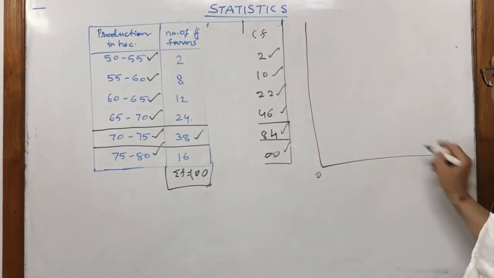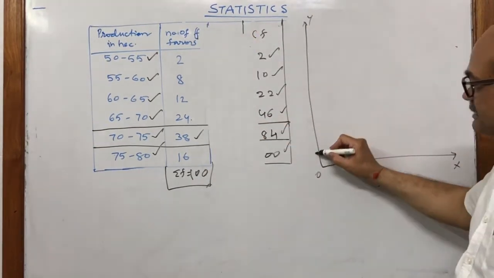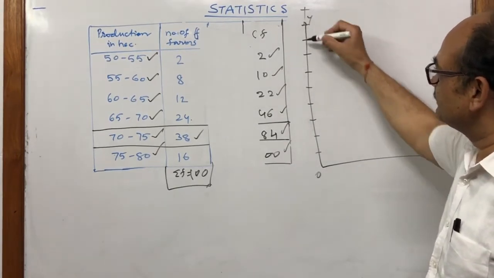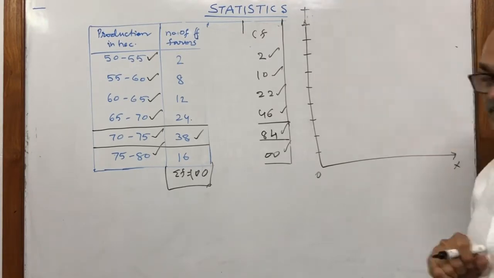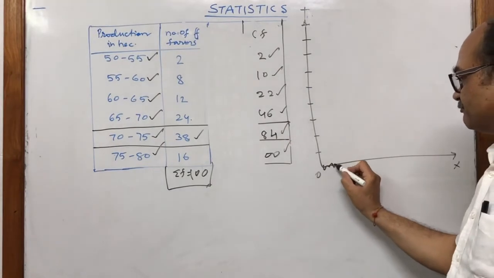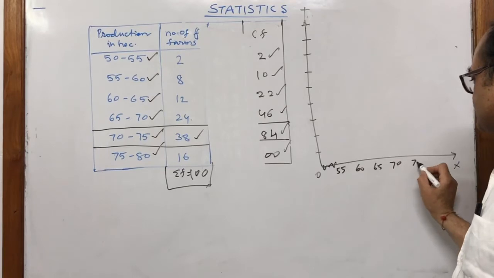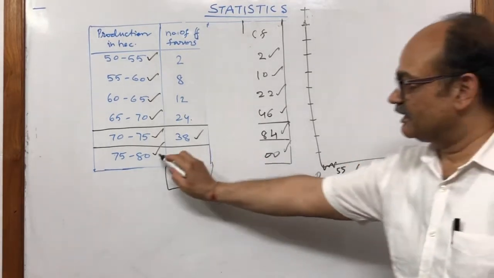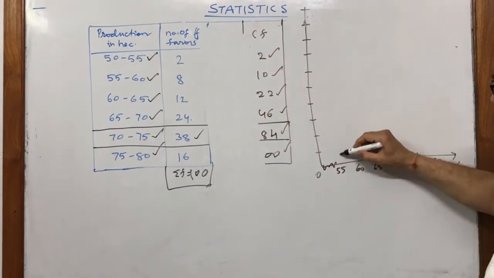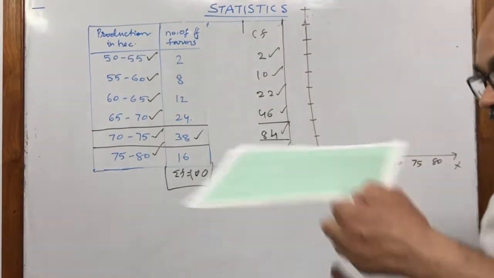Origin, x-axis, y-axis. Here we have to go up to 100. That means 10, 20, 30, 40, 50, 60, 70, 80, 90 and 100. Upper limit. You have to start from 55. So start 55, 60, 65, 70, 75, 80. Last is 80. Now plot. First 55 against we have to put 2. So 55 approximate. In your actual graph paper you will have the complete scale.